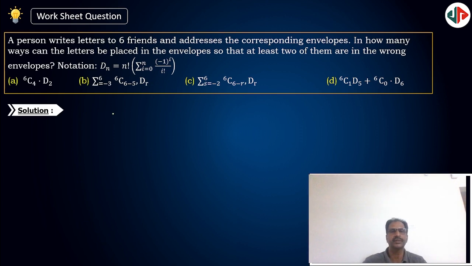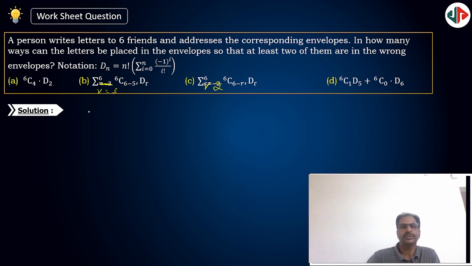Next, a person writes 6 letters and addresses the corresponding envelopes. In how many ways can the letters be placed in the envelopes so that at least two of them are in the wrong envelopes? At least two means minimum two should be there. So there, see in options, this is not S, this is R, and this is 2. R is equal to 2. Here also R is equal to 3.